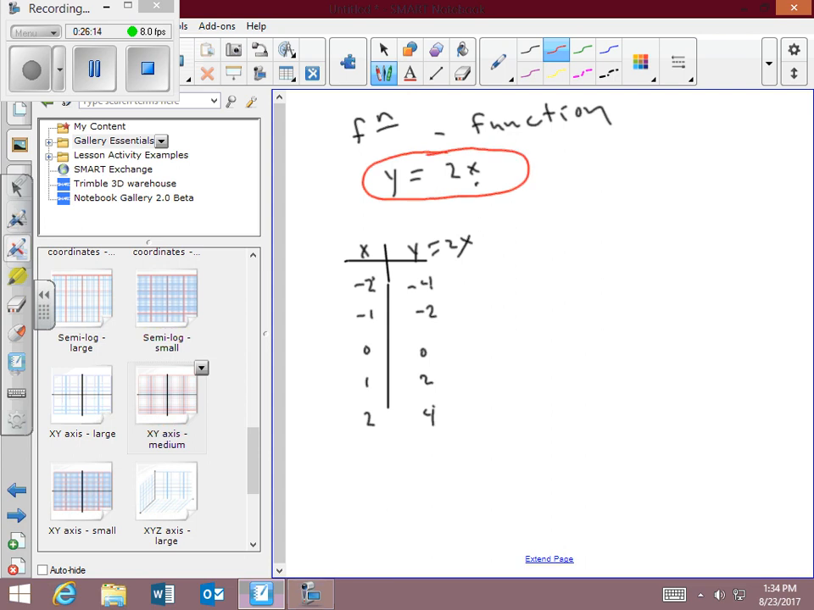is I can name it. It's just like if you have a child, you name them, right? Well, this is a relationship that's a function, and you name it, right? And I could call this f. F is doubling anything that you put into it.